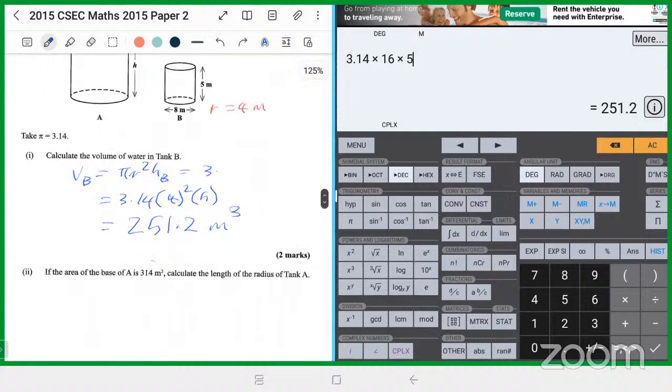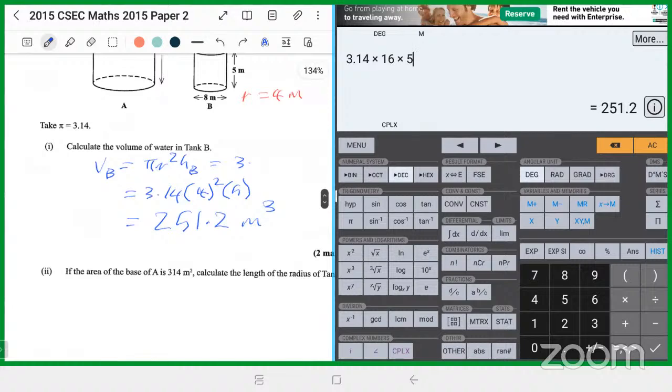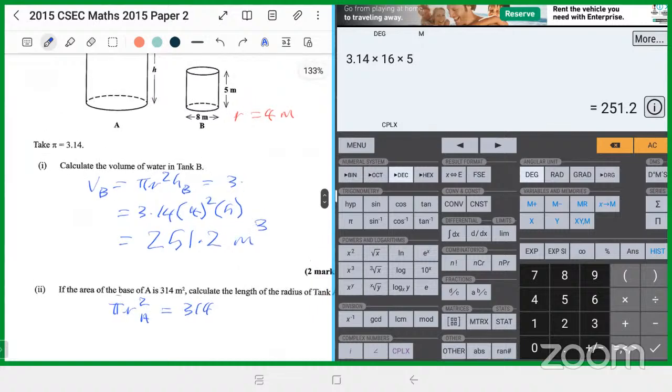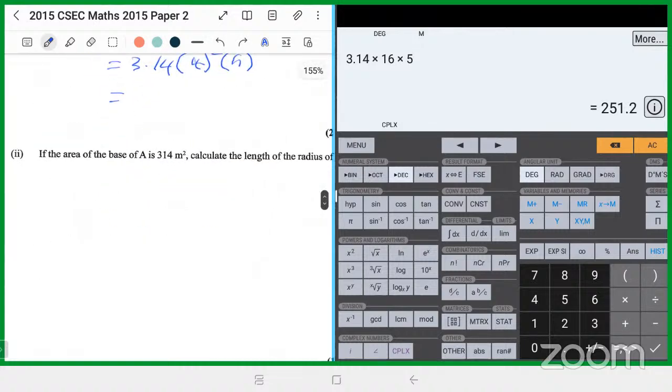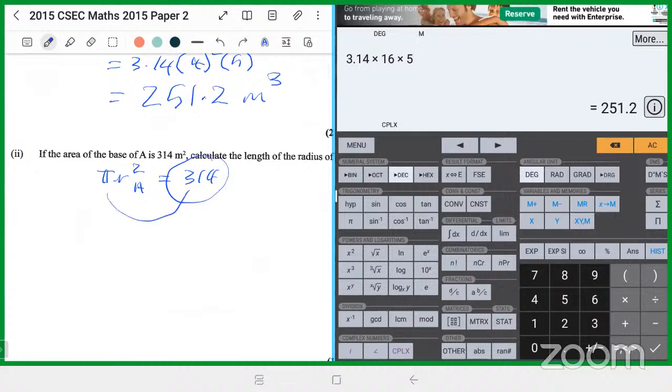Next one says, if the area of the base of A, the big one, is this, calculate the length of the radius of base A. So in other words, the area of the base is 314. Pi r squared, the area of A, is equal to 314. I want you to calculate the radius of A. Remember that pi is 3.14. I think we're going to get 10, because 314 is 100 times 3.14.